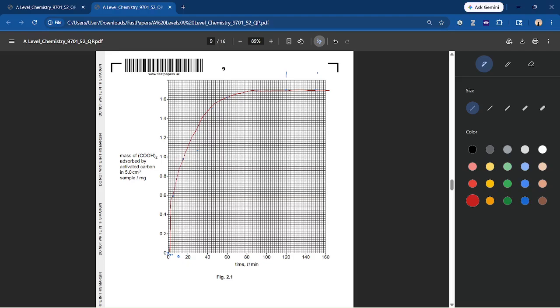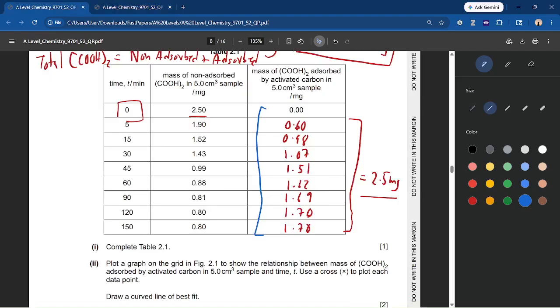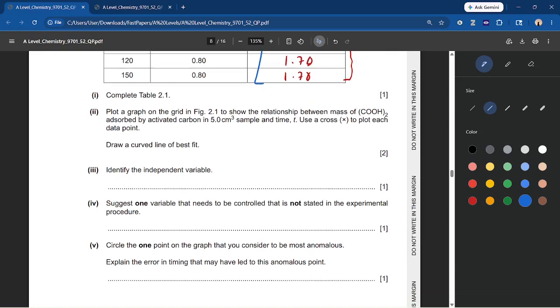And this point over here, we'll take a different color. We'll take yellow. And this is probably going to be anomalous. Let's see what they say. Identify the independent variable. So remember that the independent variable is the one that you can sort of change. So like it's the time, right? So instead of doing 150, you could have done up to 200, you could have done 250, and that's going to be the one that you're changing. And dependent is the one that you're going to record. So your independent variable over here is time.